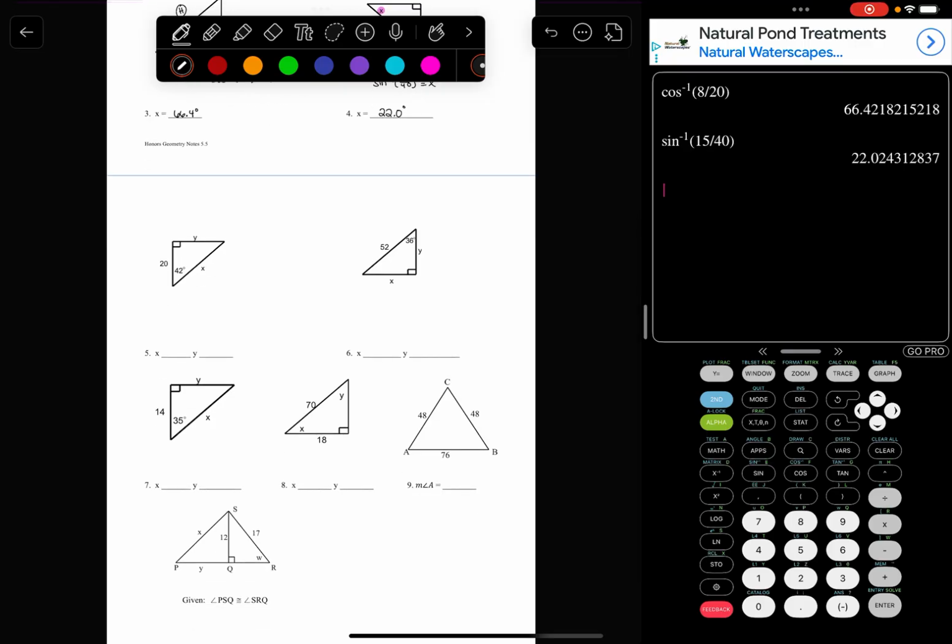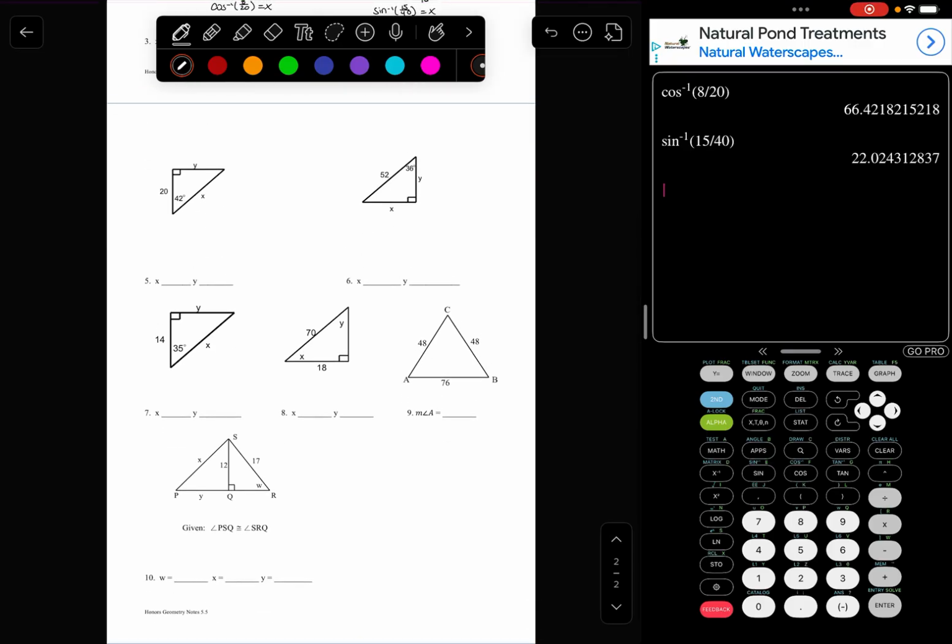Okay, I am going to go ahead and skip numbers 5, 6, and 7 because it's just the same thing over and over again. I'm also going to skip number 8 because, again, same thing over and over again. But I am going to look at numbers 9 and 10.